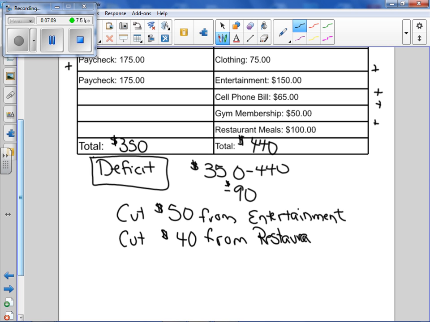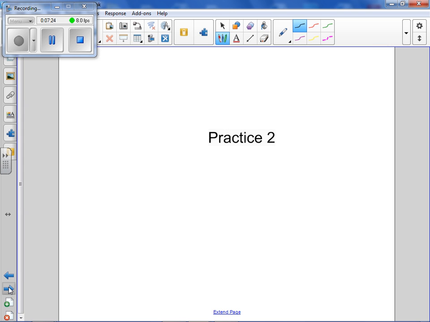Again, it would be up to you to try to prioritize which expenses you would like to keep and which ones you could reduce. But if I cut $50 and $40, then I would now balance my budget. So that is lesson 2. Now you should be working through the questions on practice 2.